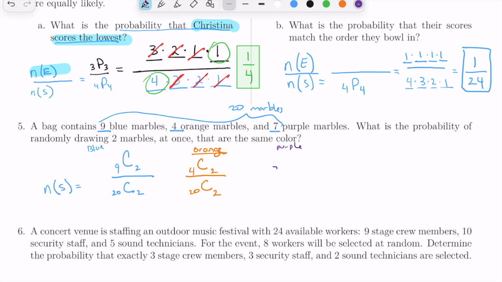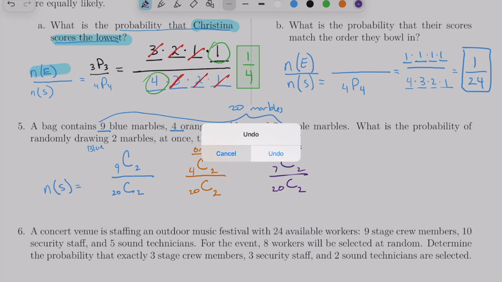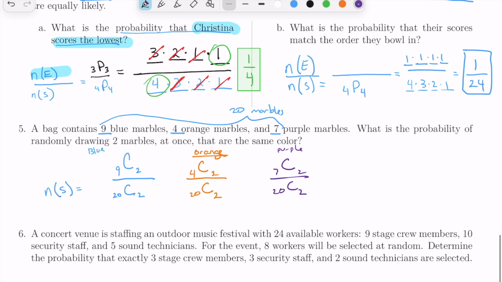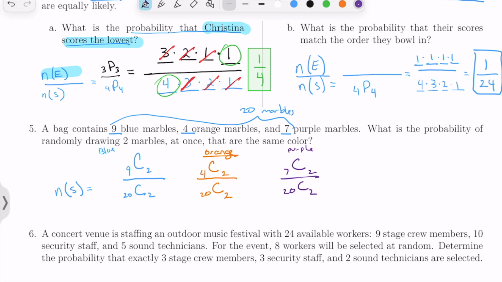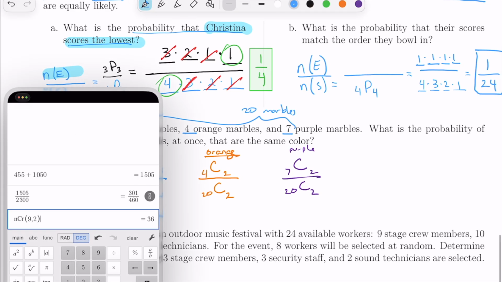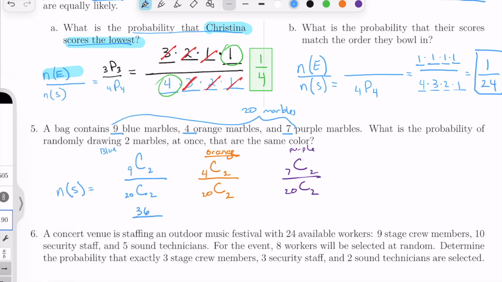Lastly, we'll do purple. And we can see there's 7 purples to choose from, and we want 2 of them. Keep in mind that there's 20C2 possible ways for that to happen. Next, we're going to go through and calculate all of these. So 9C2 over 20C2. There's 36 ways for us to get 2 blue marbles. And then for the 20C2, there's 190 total.